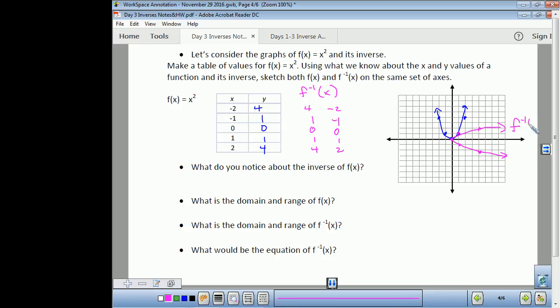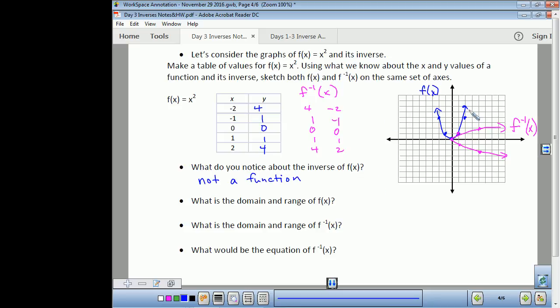So, the inverse is not a function, which really kind of bothers me because I just used function notation, didn't I? I really don't like using function notation when it's not a function. But we'll call it this just for this example. All right, so what did we notice about the inverse? It is not a function. And we could have known that before we even graphed it, because the original graph failed the horizontal line test.